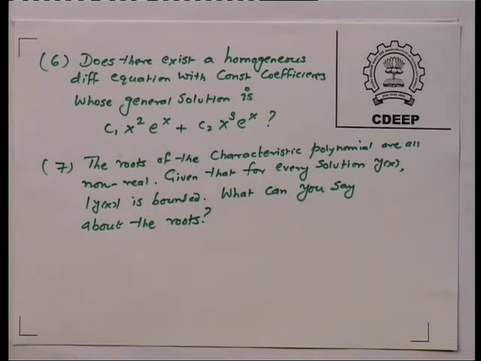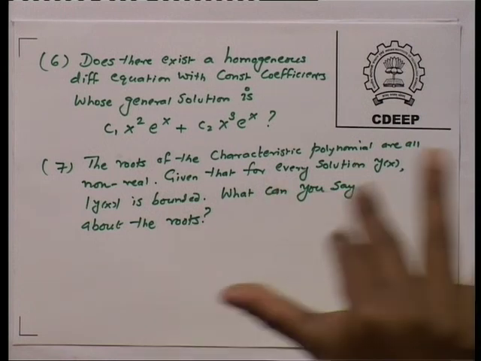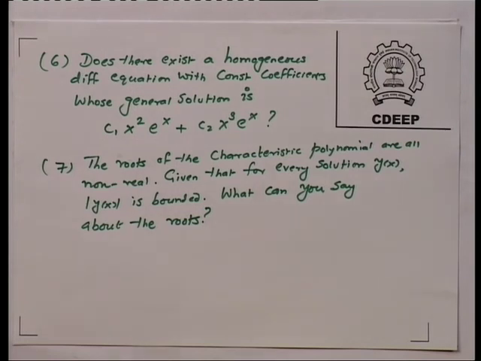And the last problem is interesting. The roots of the characteristic polynomial are all non-real, that is, they are all complex. Given that every solution y(x) is bounded, what can you say about the roots? Where must the roots lie in the complex plane? Can one lie in the first quadrant? Can it lie in the third quadrant? Can it lie in the second quadrant, fourth quadrant? I mean, what is the location? You have to describe the geometrical location of the roots, on a circle?